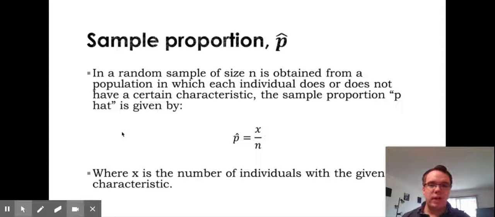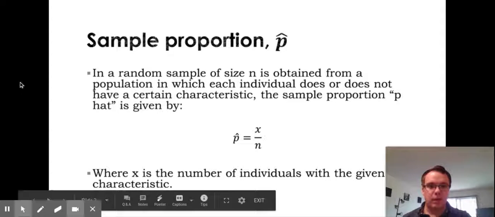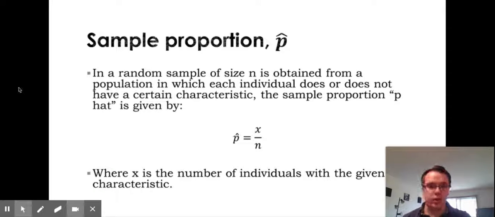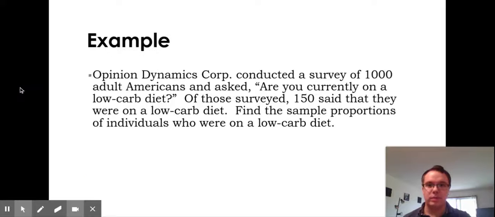So a sample proportion, we're going to call that p hat, and it's the same idea. It's how many people in our sample, out of our sample size, actually have a characteristic. So the number of people with that characteristic go on top, our sample size goes on the bottom, and that is how we would find a sample proportion. So the next thing up is an example. All right, so this is a lengthy example, so I'm going to pause here for a second so you can write it down. And then when you're ready, hit play again.